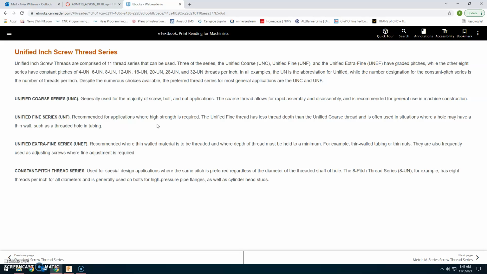Unified Extra Fine Series is recommended where thin-walled material is to be threaded and where depth of thread must be held to a minimum. For example, thin-walled tubing or thin nuts.